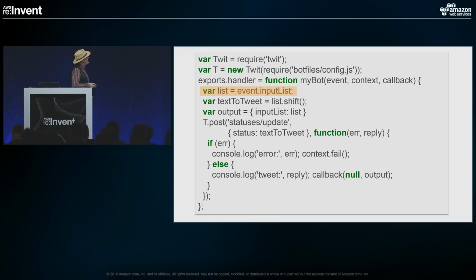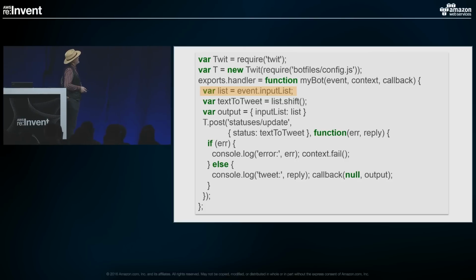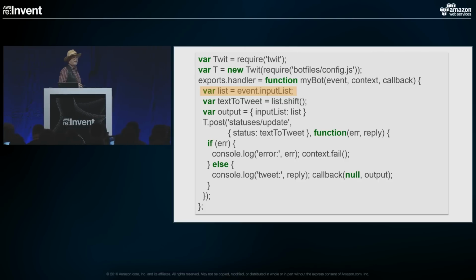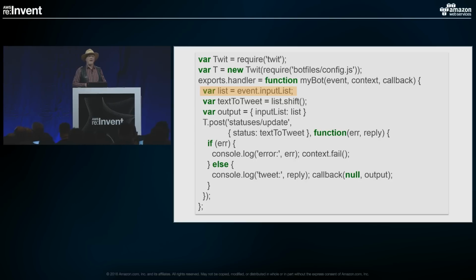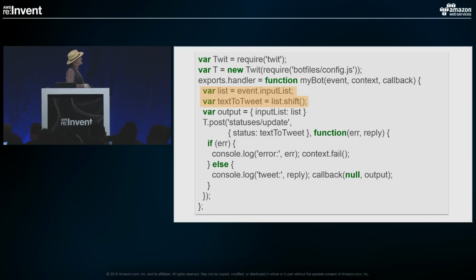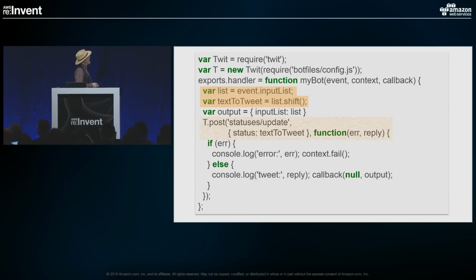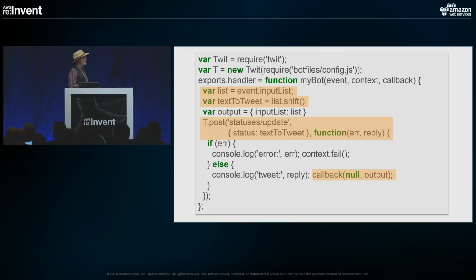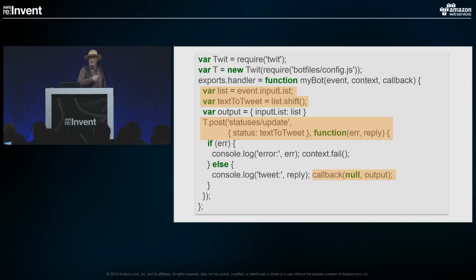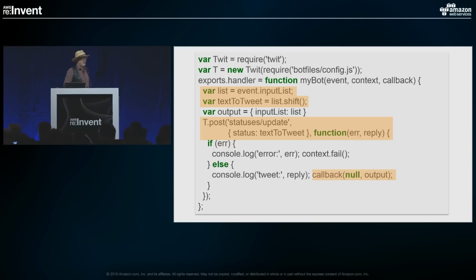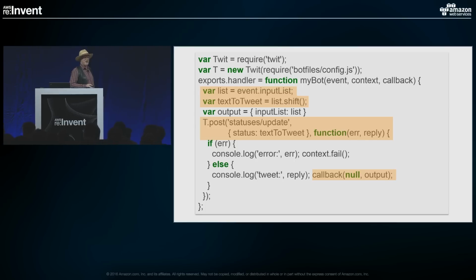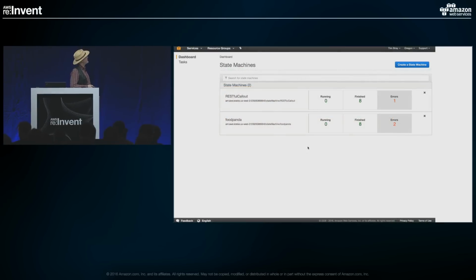So in any state, you get input, which is a JSON blob, and it assumes that this has a field called input list, and it assumes that the value of this field is an array of strings. So it pops off the first string, and then it goes and tweets that. And assuming that it all worked, it passes on to the next state that list that it popped the first thing off. OK, so I was going to do live demos, but I'm too chicken, so I'm going to show you a screencast I made a couple of days ago instead.